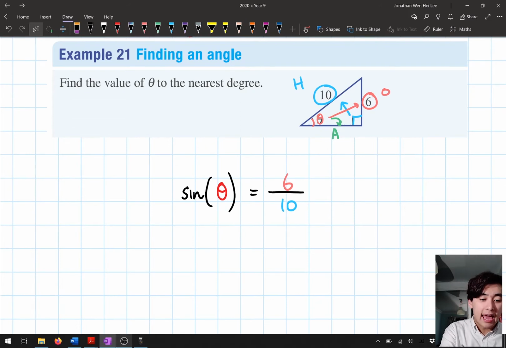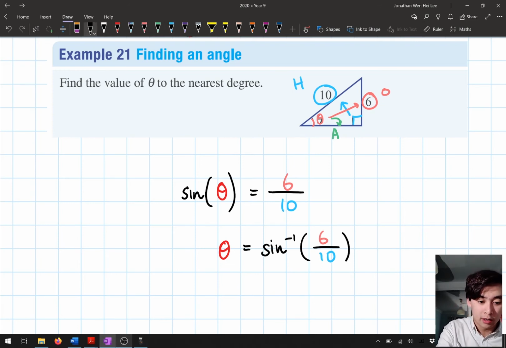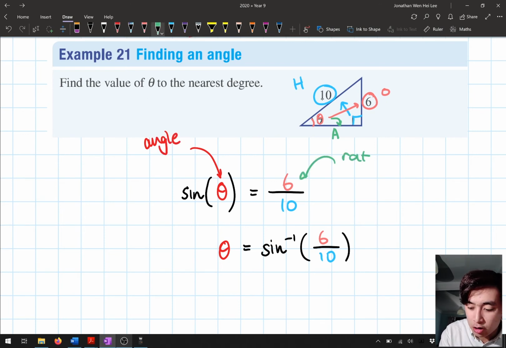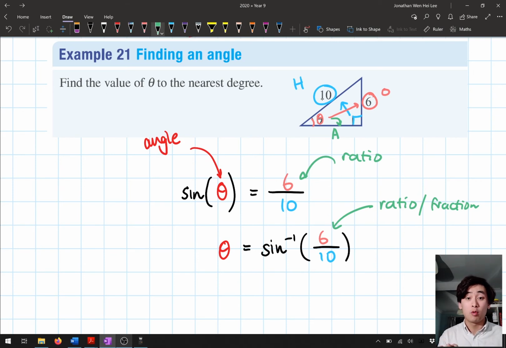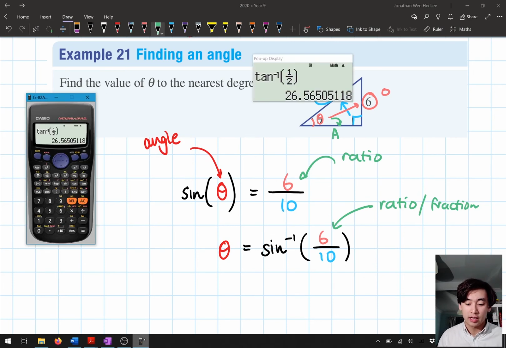If I want to figure out what the angle is, now I want to rearrange and solve. I want to figure out what theta is, my angle. How do I undo regular trig? Inverse trig. So here I'm going to go sine inverse of my ratio, 6 over 10. Just remember, in my example here, I've got an angle here and I've got my ratio or fraction over here. So my input for my inverse trig is my ratio, or fraction. And there we go, nice and easy. I've got what my angle is. I just need to put it into my calculator. So let's have a go at that.